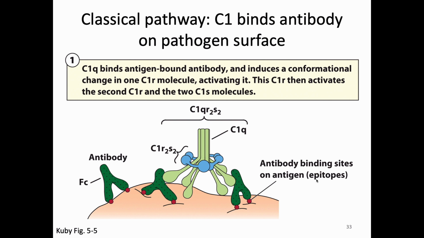And this gives us active C1. C1 is only able to do things when it has bound to the antibody molecule on the pathogen surface. And when it does that, it starts the next part of the complement cascade, which I will tell you about more on Wednesday next week.